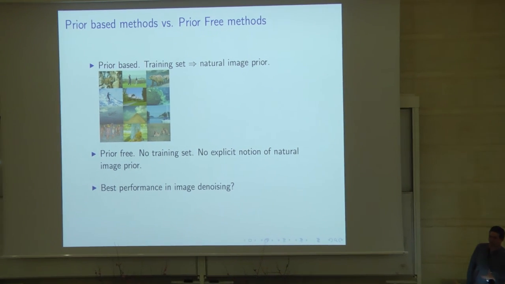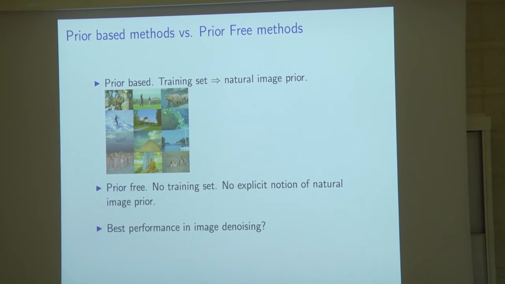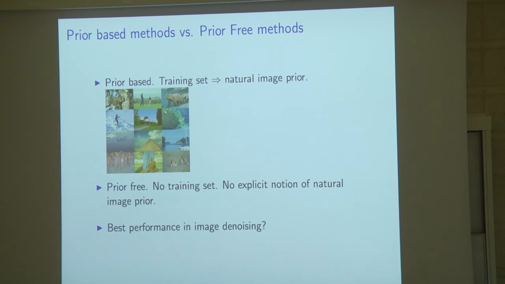And then during runtime, it uses this prior and a noisy image to denoise the image. And then the other set of methods are, you know, this is an important engineering problem, image denoising. So many people have engineered systems to do this for many years. And so those methods don't really use a training set. They don't have an explicit notion of what a natural image looks like. They're just sort of systems that were designed by hand in order to solve the problem.